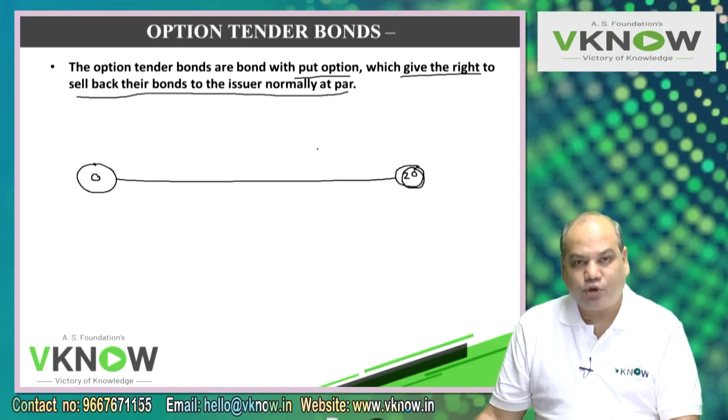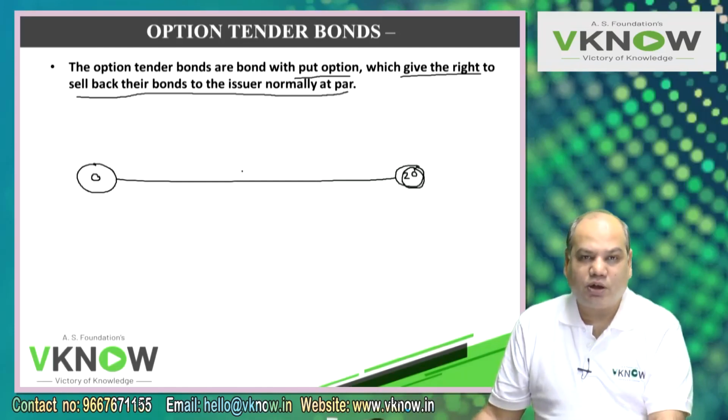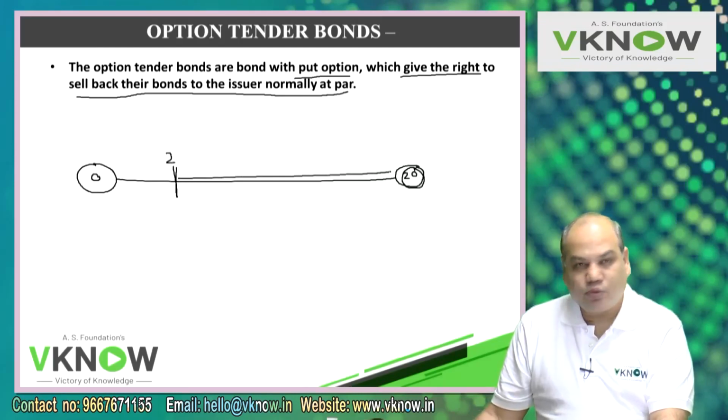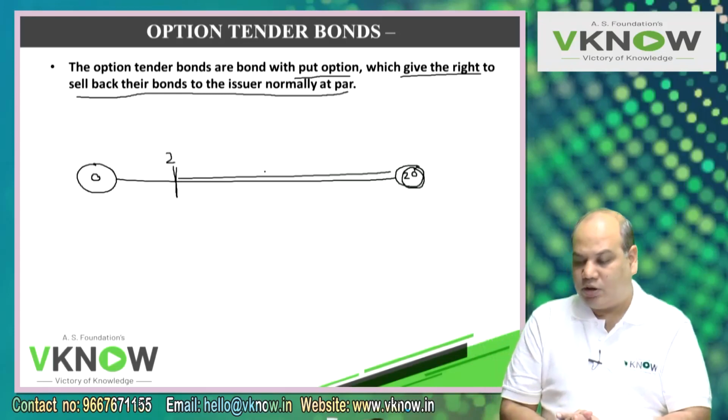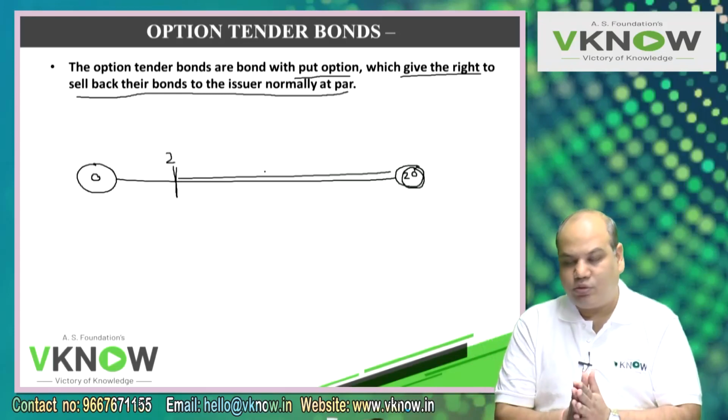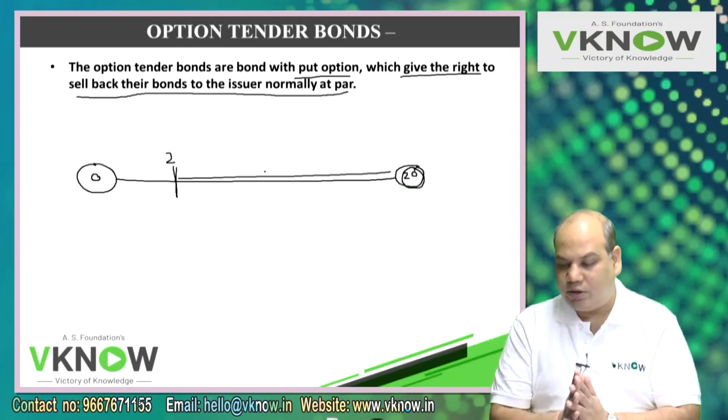But if it has a put option, he has a right to sell the bond back to the company after issue. Maybe for the first 1 or 2 years he is not allowed to sell, but after, say, 2 years, any time up to maturity, he can come to the company and say, sir, please take these bonds back. I want to sell these bonds back to you and I need my money.